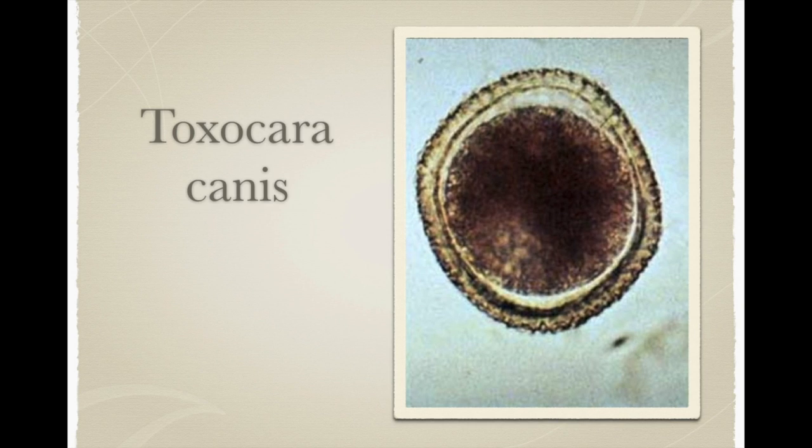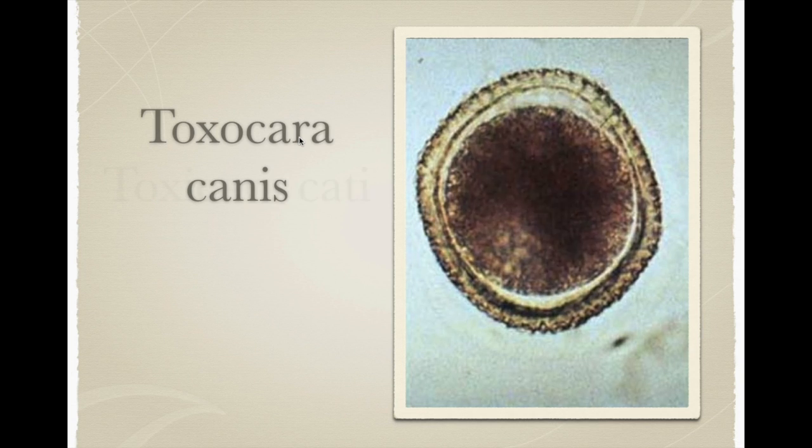Hey guys, so the first roundworm we're going to go over is Toxocara canis. It is a dog roundworm. The predilection site for these parasites is the small intestine, also the lungs, but mostly the small intestines. The appearance is a round, rigid parasite. It has a thick outer layer and it's dark in the inner layer, and it is zoonotic.